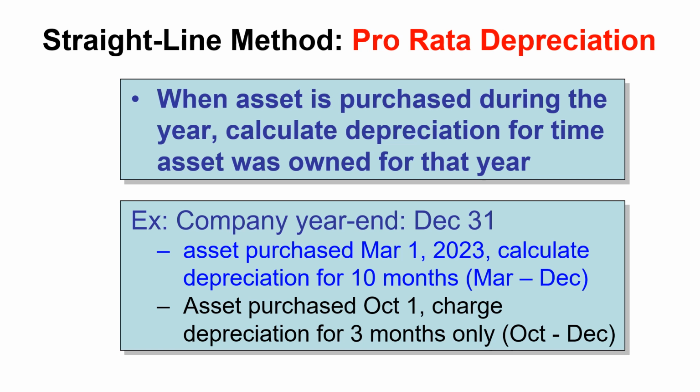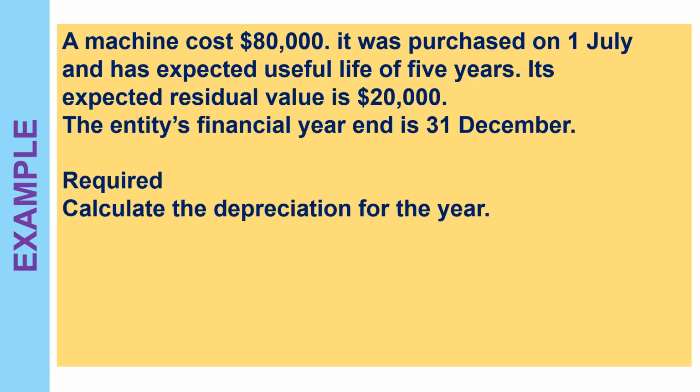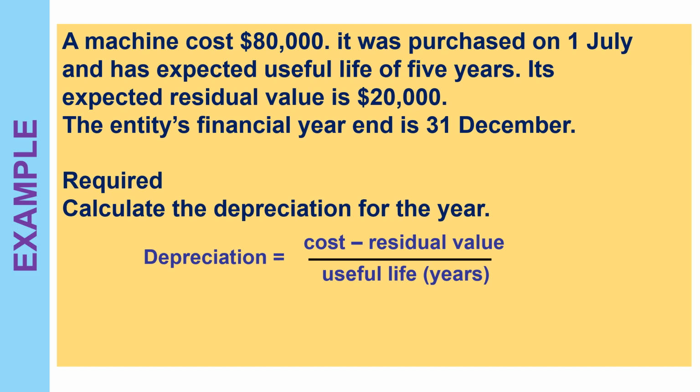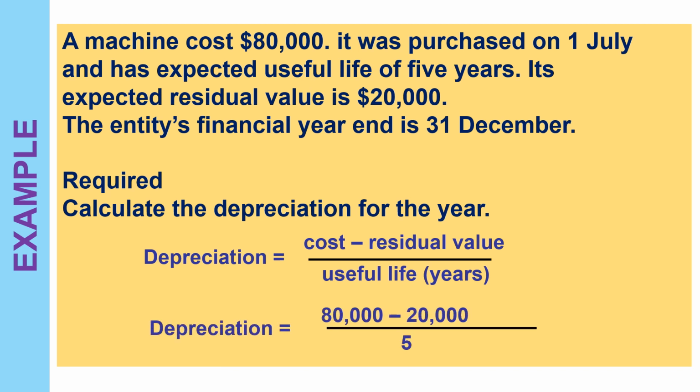Let's look at a few examples. A machine cost $80,000. It was purchased on 1st July and has expected useful life of 5 years. Its expected residual value is $20,000. The entity financial year end is 31st December. So what is going to be depreciation for the year under straight line method? So here is the formula for straight line method. Let's find the cost, which is $80,000. Residual value in the question is given as 20,000 and the useful life is 5 years. So this will give us depreciation of $12,000.